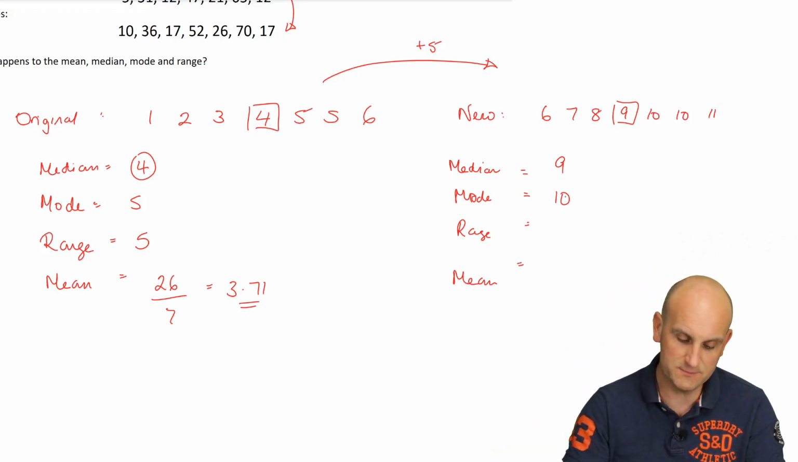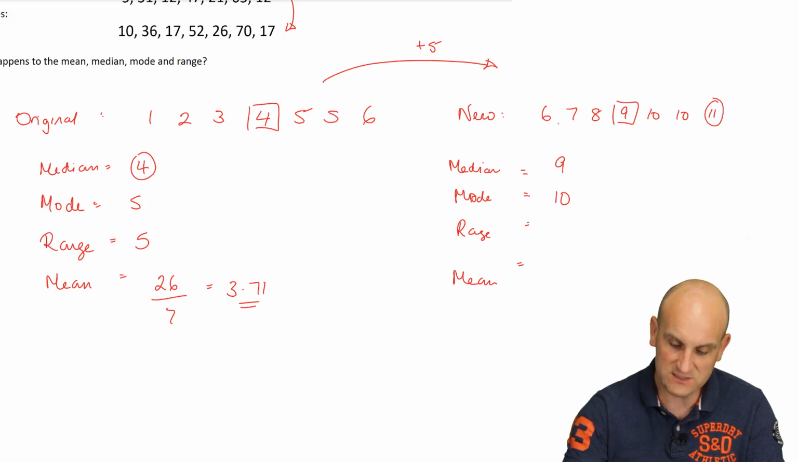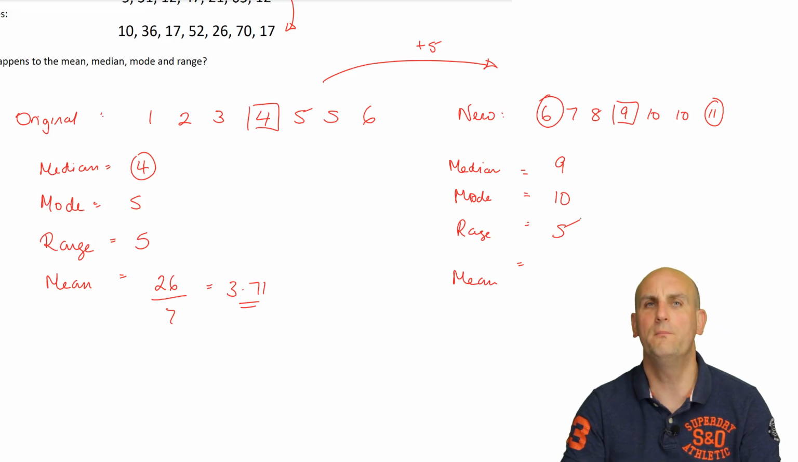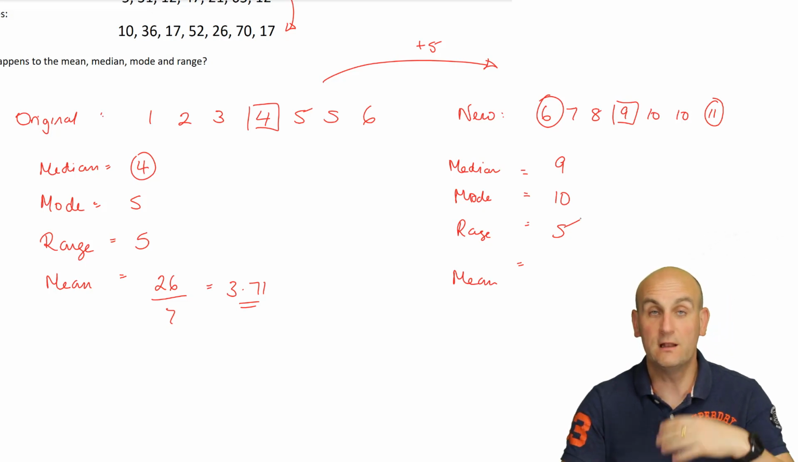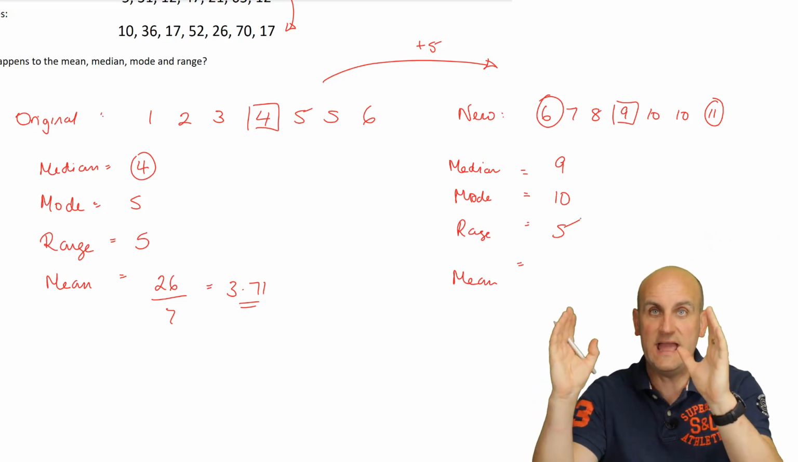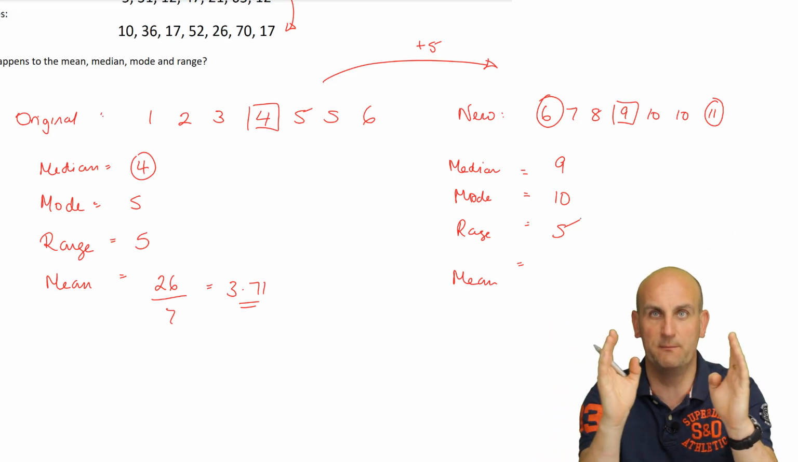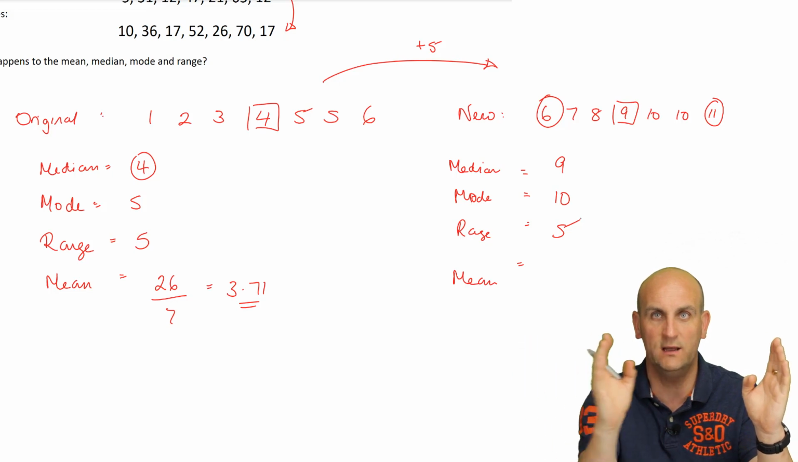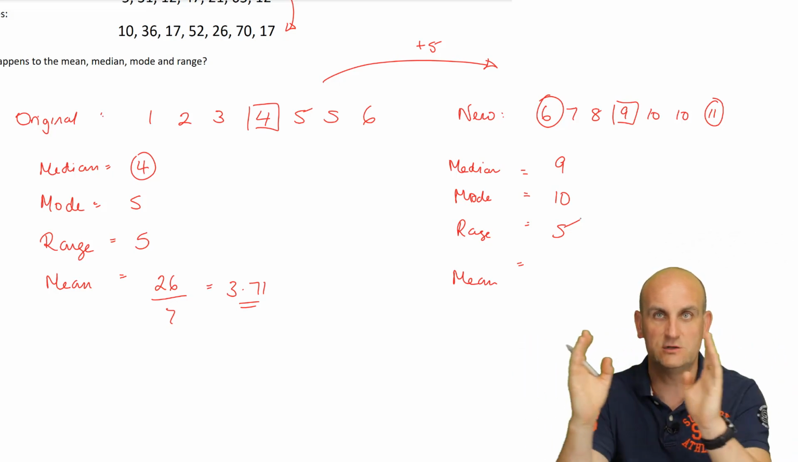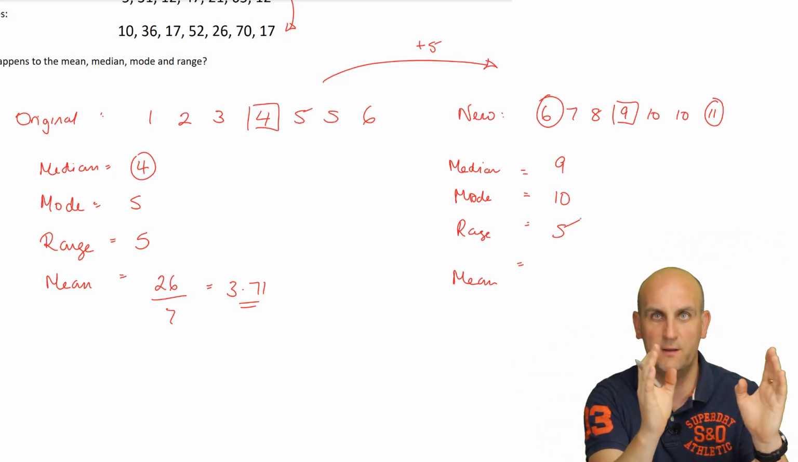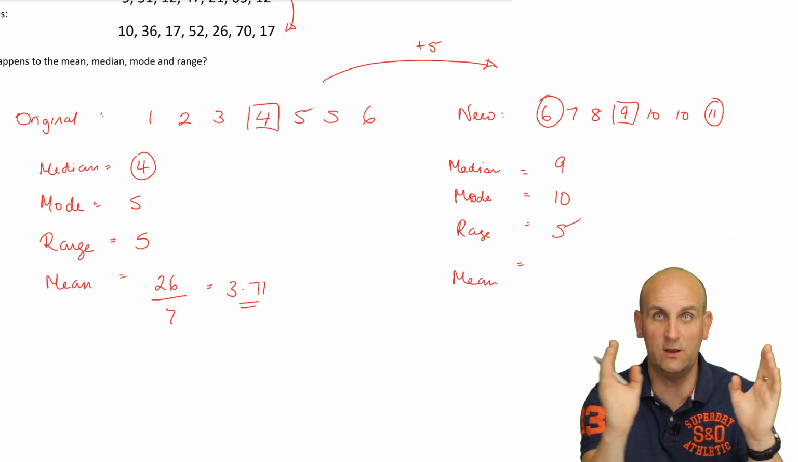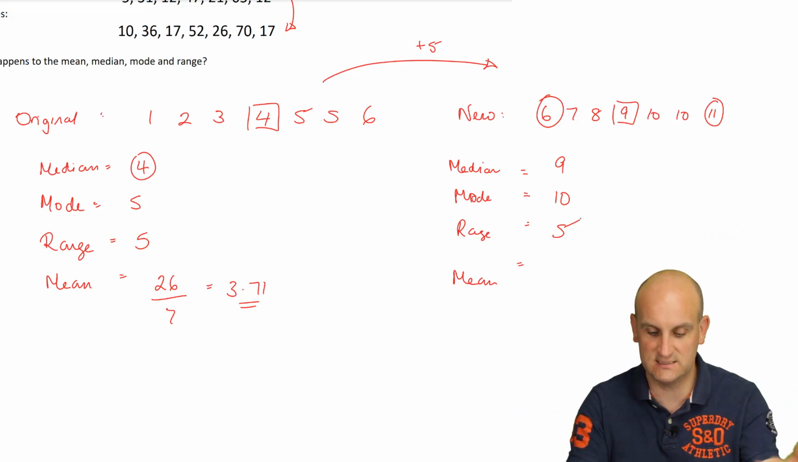What about my range? My range was 5. I've got 11 take away 6, which is 5. Whoa! My range stayed the same. Now, the reason it stayed the same was I added the same number onto all of my numbers. So all it did was it moved the list up. It didn't make it wider. It didn't make it narrower. It took the original numbers and moved them up. Because it didn't make it wider, my range stayed the same.